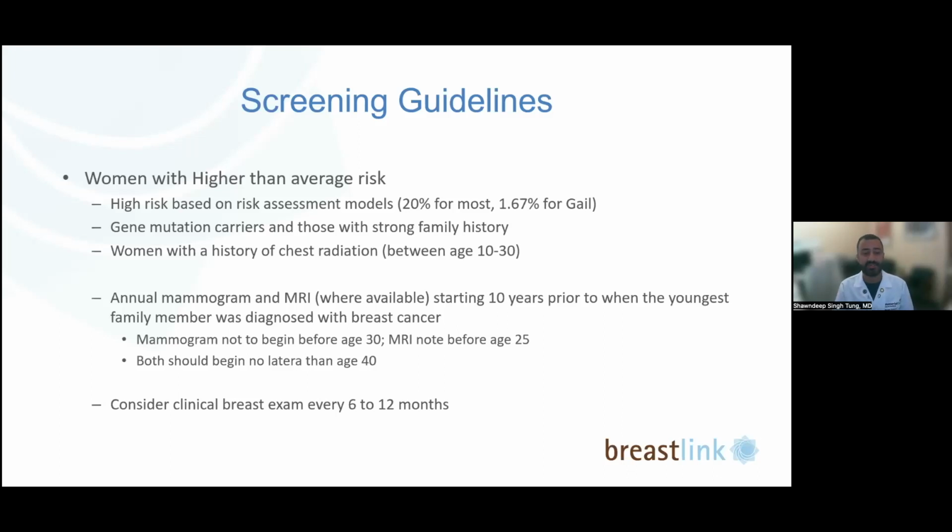And again, for high-risk patients, a minimum of every year, they should have a breast exam. However, I recommend to my patients having a clinical breast exam every 6 months. And generally, I try to coincide that around the time of their imaging.